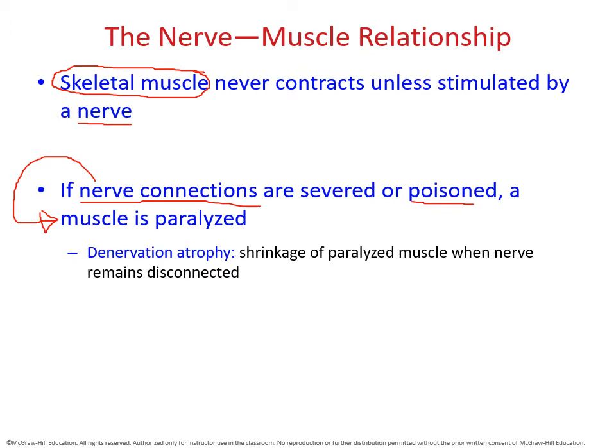And this, of course, is very typical of the fact that the nerve is no longer able to use the muscle. And since the muscle is an organ, if it's not utilized, the body will shrivel it down because it doesn't want to maintain an entity that it no longer uses. So degenerative atrophy is a clinical application which basically says that you'll have shrinkage of a paralyzed muscle when the nerve remains disconnected.